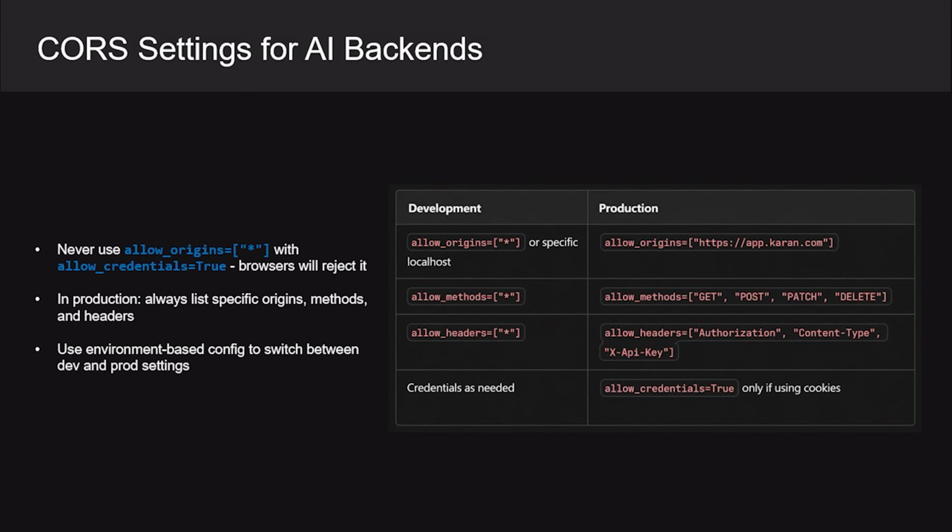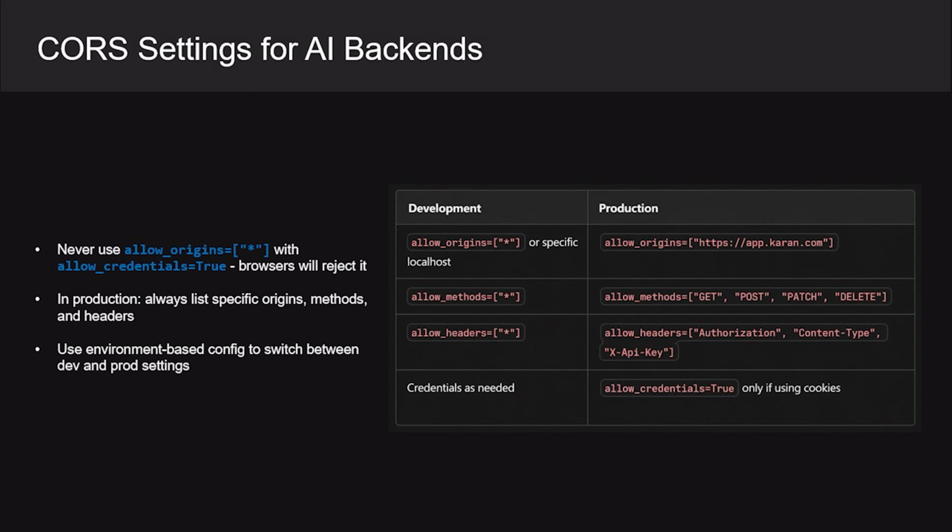In production, you lock it down. List only specific front-end origins that should be allowed. Enumerate only methods your API actually uses. List only headers your front end actually sends. One critical rule: you cannot combine allow origins star with allow credentials equals true. The browser will reject this combination because allowing all origins with credentials is a security risk. Always use specific origins when credentials are needed.